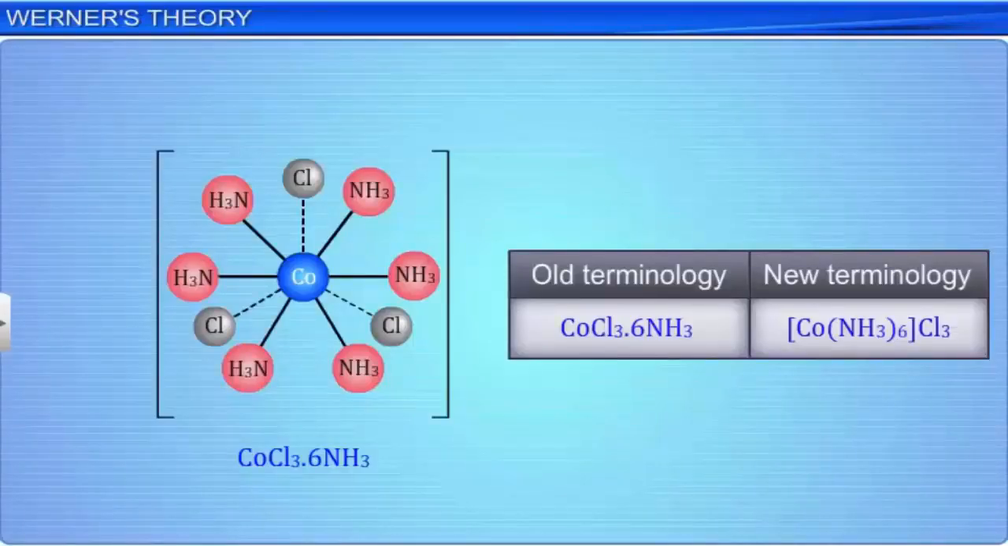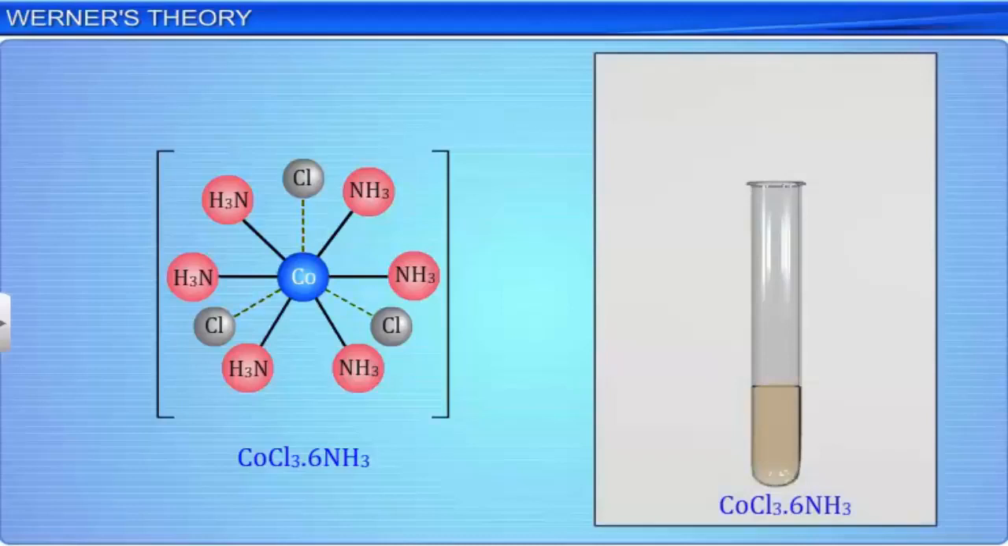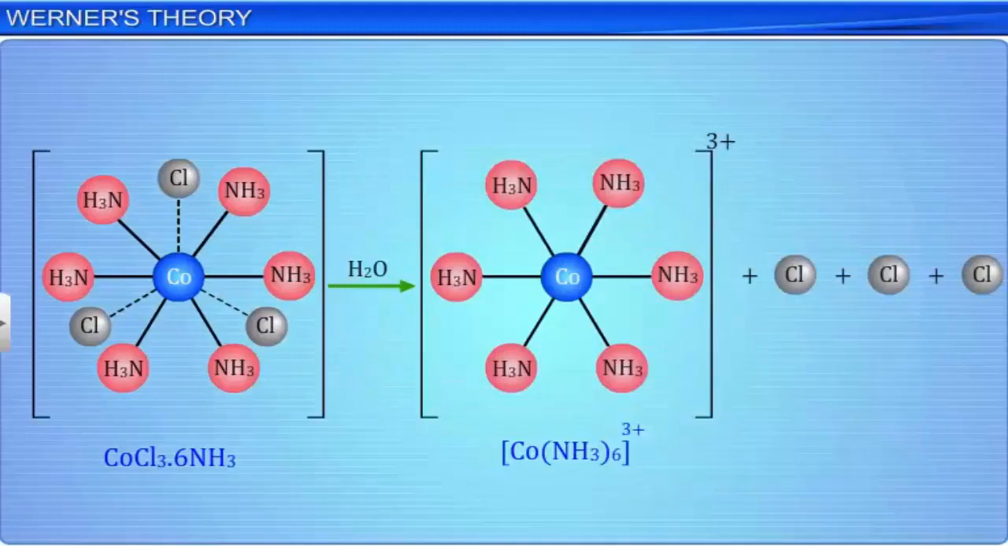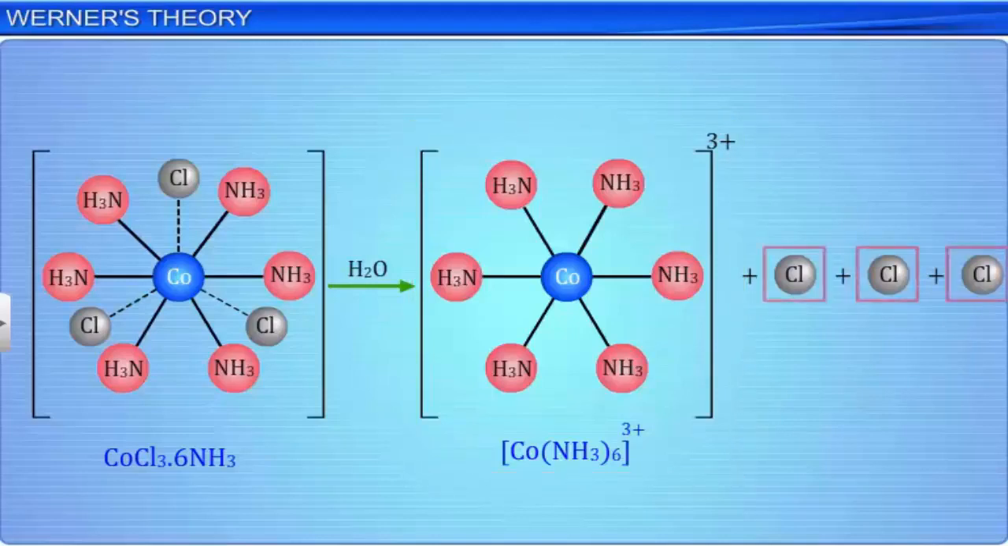In modern terms, the complex is written as [Co(NH3)6]Cl3. The 3 chloride ions are ionic and hence are precipitated as silver chloride by silver nitrate. Thus, the complex will ionize in solution and give 4 ions. That is, 1 [Co(NH3)6]3+ ion and 3 chloride ions.